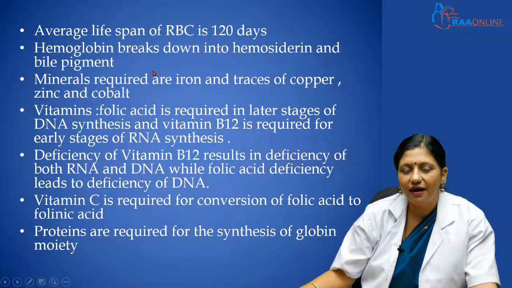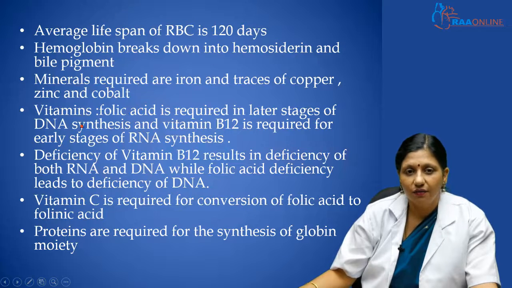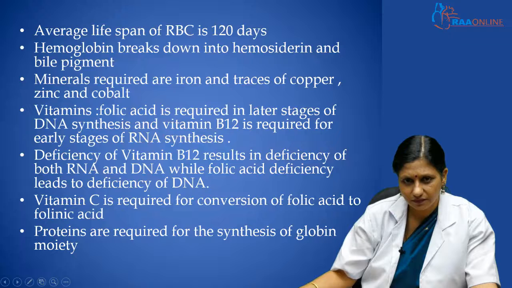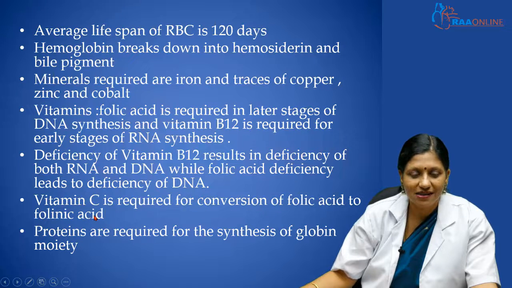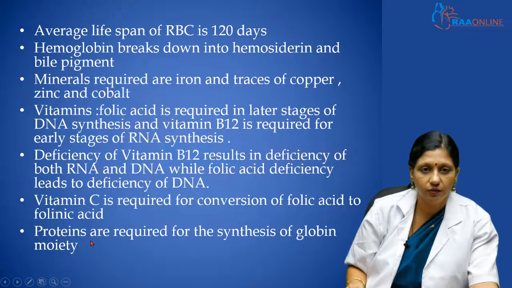The minerals required for erythropoiesis are iron, traces of copper, zinc, cobalt. The vitamins required are folic acid in the later stages of DNA synthesis, and B12, which is required for the early stages of RNA synthesis. So deficiency of B12 results in a deficiency of both RNA and DNA, whereas folic acid deficiency leads to a deficiency of DNA. Vitamin C is required for the conversion of folic acid to folinic acid, and proteins are required for the synthesis of the globin moiety.